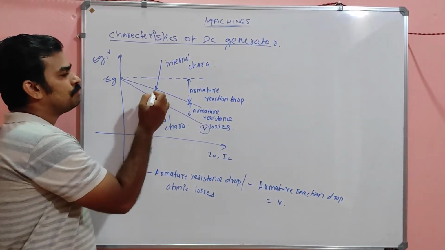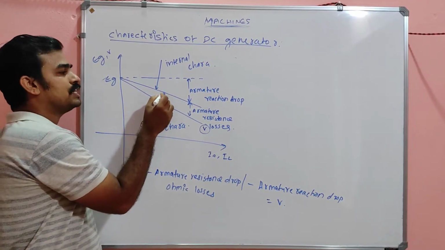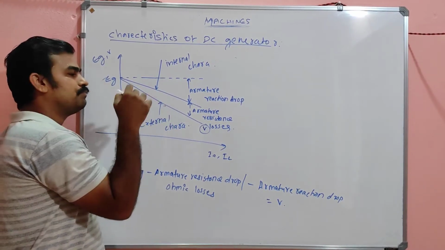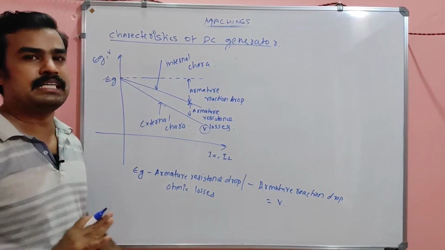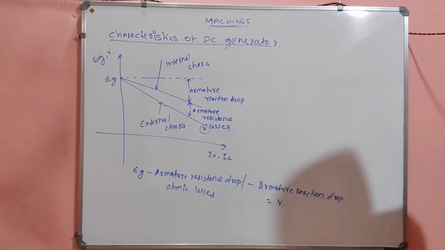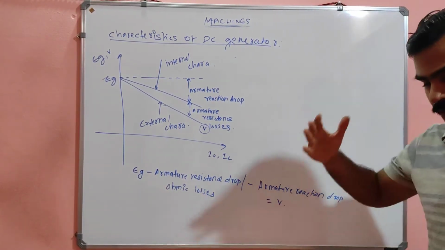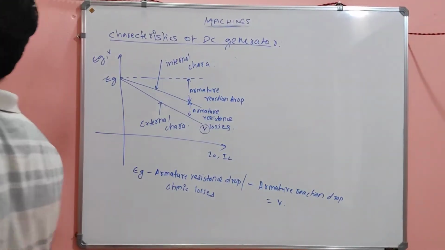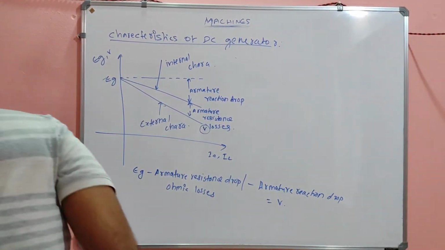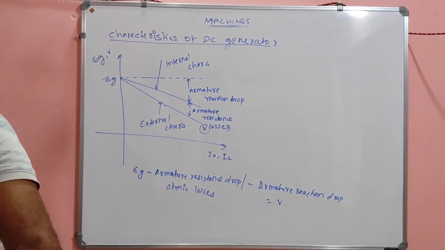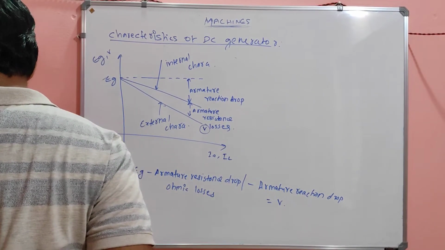Now you get confused between these two, whether it is external or internal. For removing that confusion I will tell you a trick. This is V, so something connected with V is nothing but the external characteristic. That's how you can remember these characteristics. Okay my dear, did you get the idea?